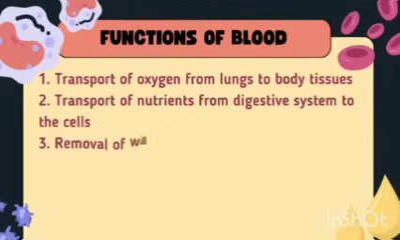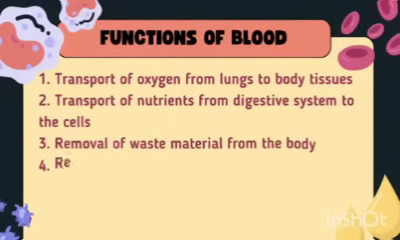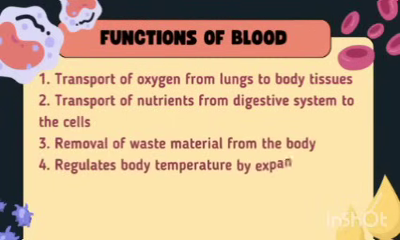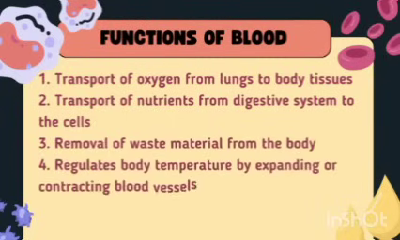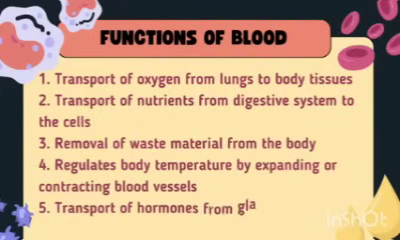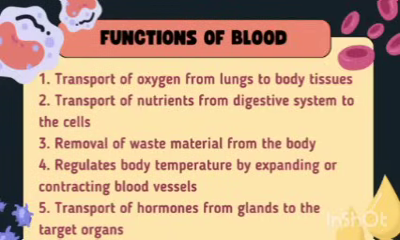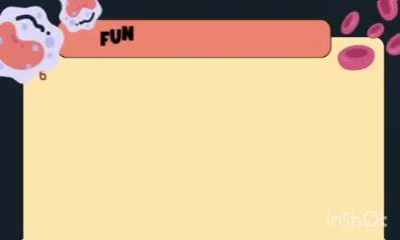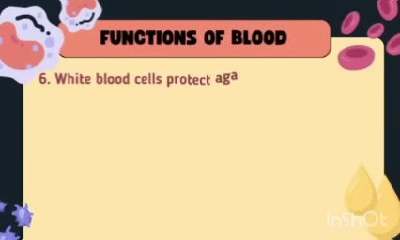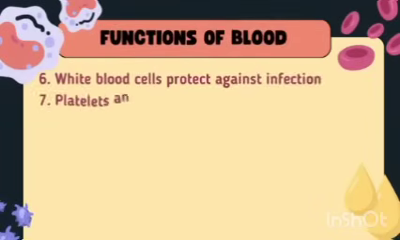1. Transport of oxygen from lungs to body tissues. 2. Transport of nutrients from digestive system to the cells. 3. Removal of waste material from the body. 4. Regulates body temperature by expanding or contracting blood vessels. 5. Transport of hormones from glands to the target organs. 6. White blood cells protect against infection.